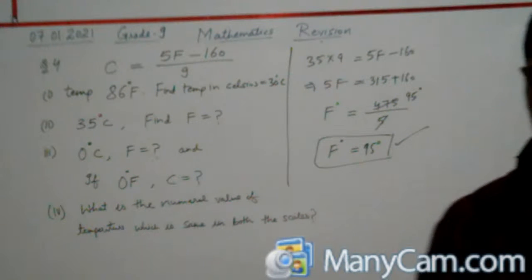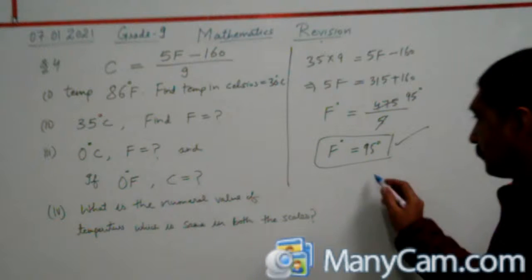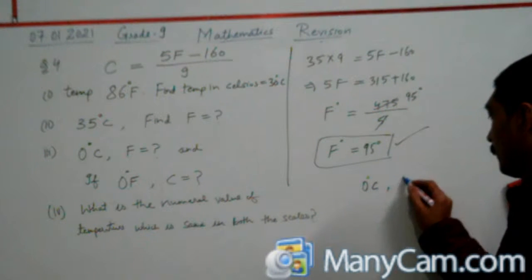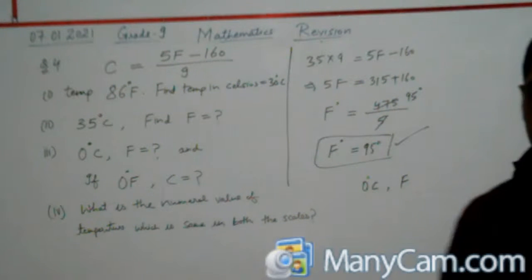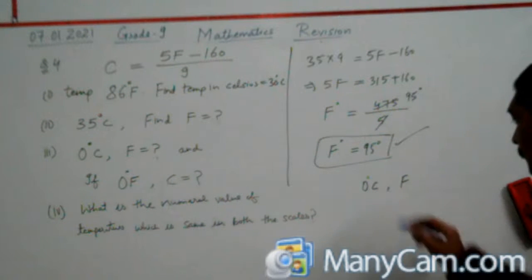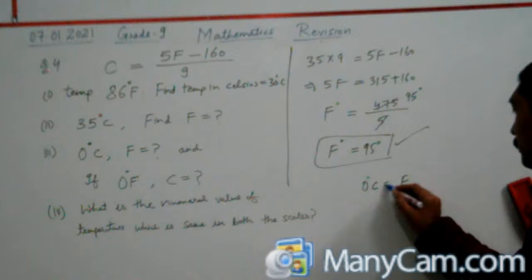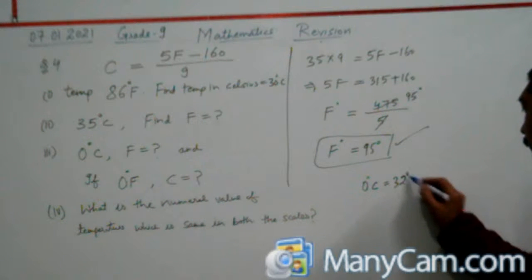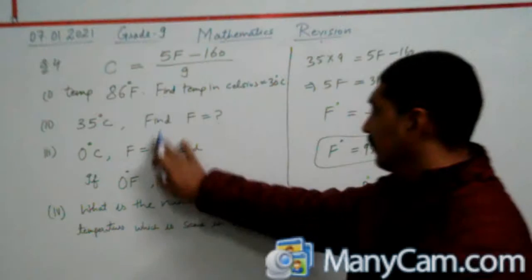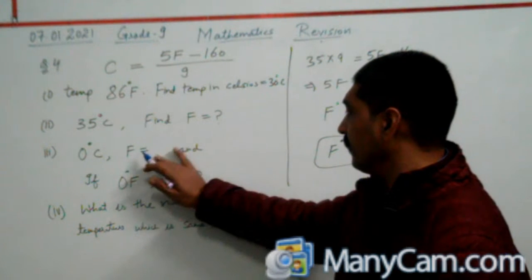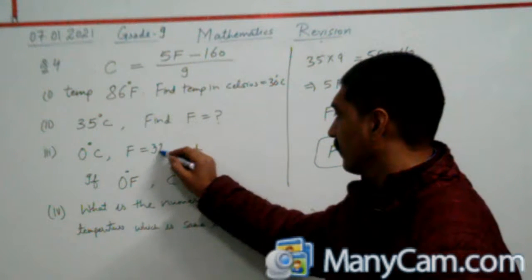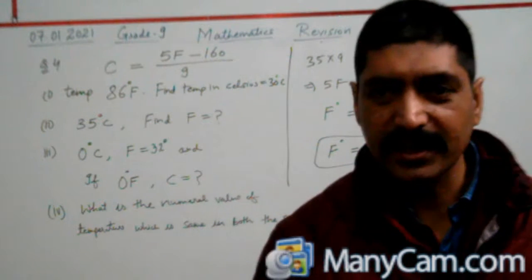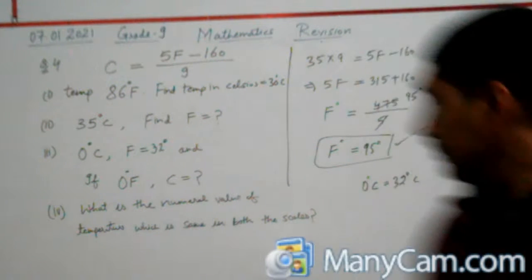We have studied the relation: 0 degrees Celsius is equal to how much? 32 degrees Fahrenheit. And if it is 0 degrees Fahrenheit, then in Celsius scale, so you can solve again.